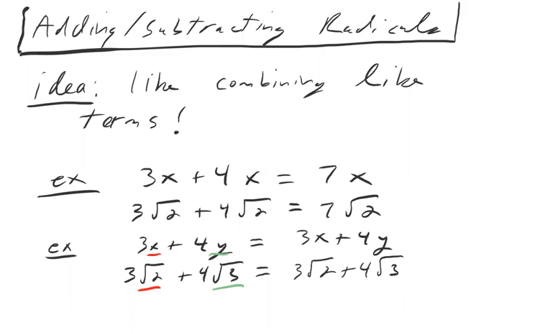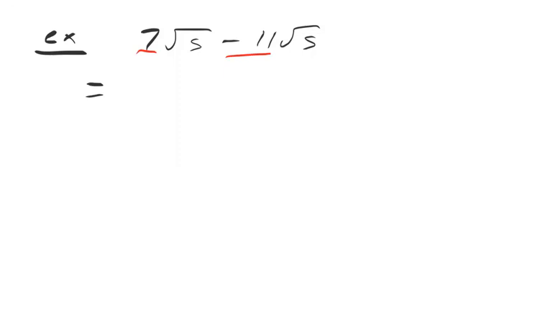Okay? So if I have 7 square root of 5 minus 11 square root of 5, what would I get for that? Well, I just take the 7 minus the 11, which gets me negative 4 square root of 5.